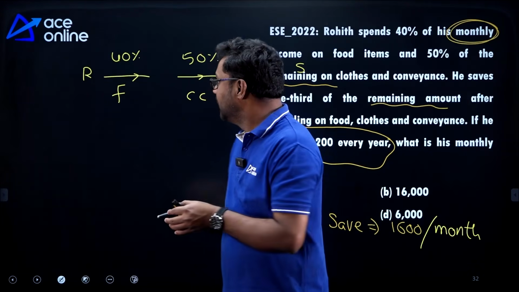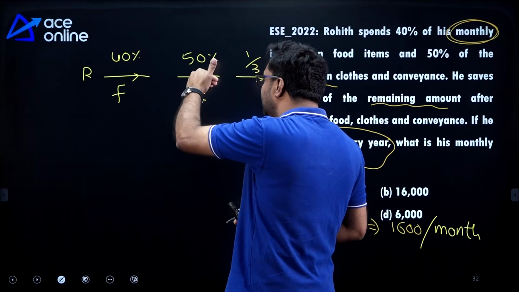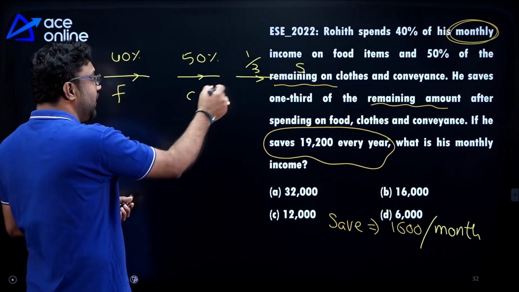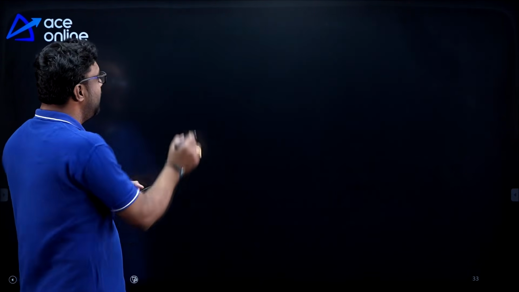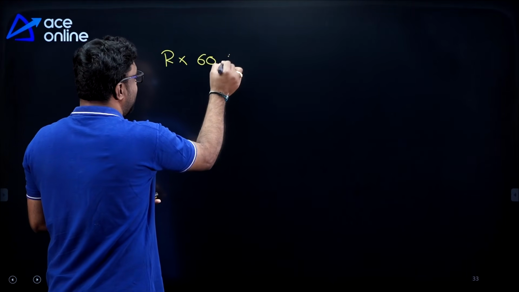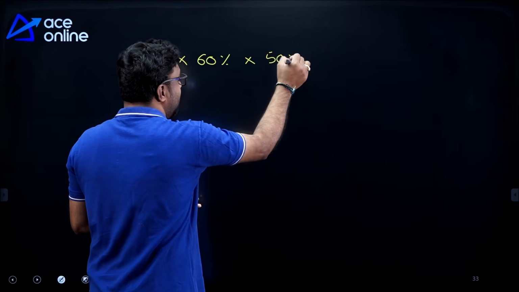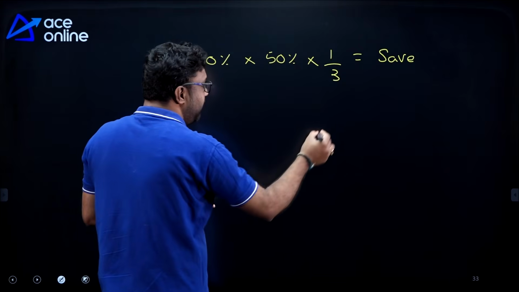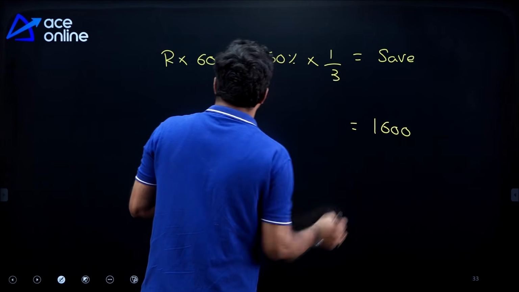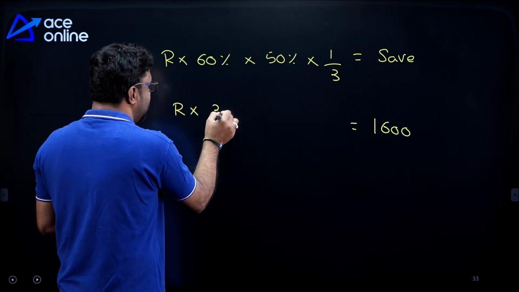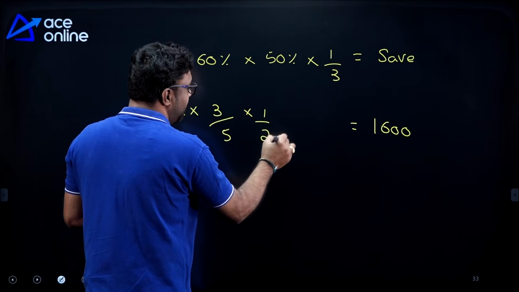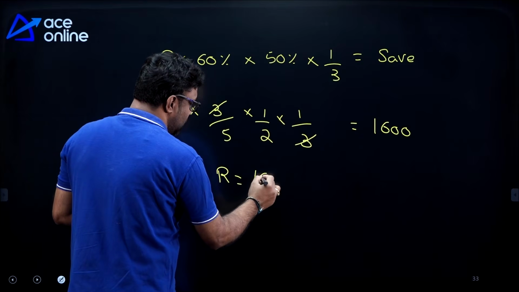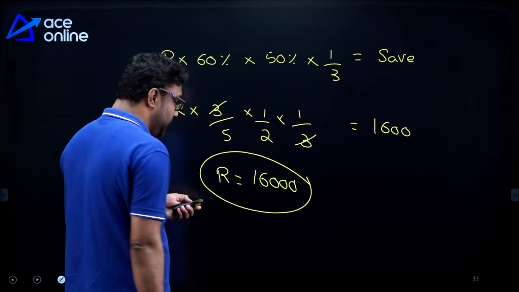Rohit is having some income, 40% gone, then among the remaining 50% gone, then of whatever is available, one third is savings. Very simple: Rohit's income, 40% gone means 60% available, 50% gone means 50% available. Now one third of that is nothing but savings, which we know clearly in the question is 1600. 60% means 60 divided by 100, 3 by 5. 50% is half. So this 3 gets cancelled. We have to multiply by 10, which is 16,000. So Rohit's salary is nothing but 16,000 per month.